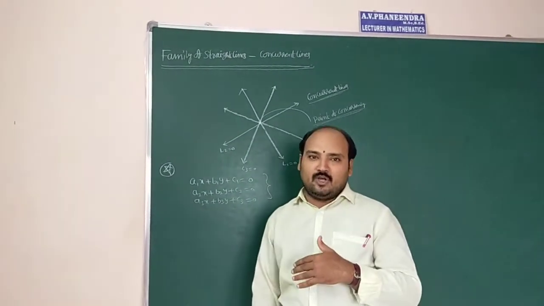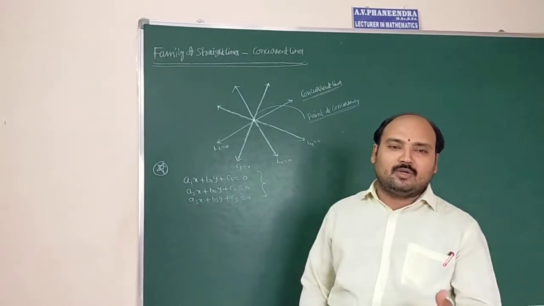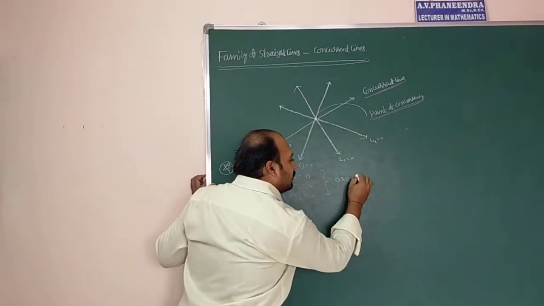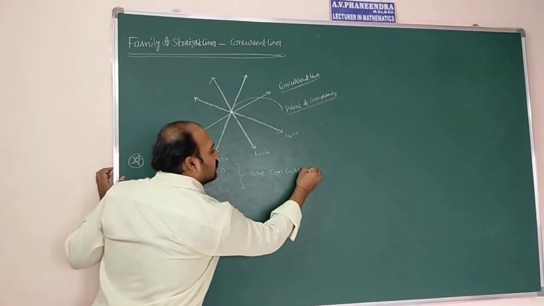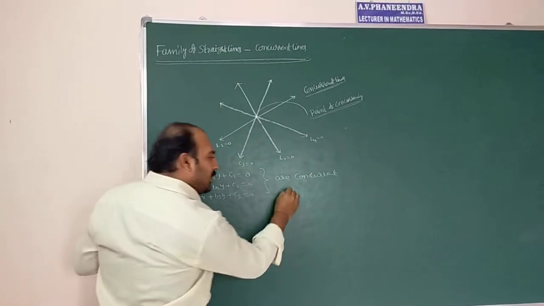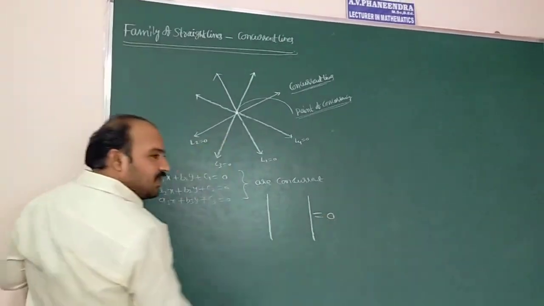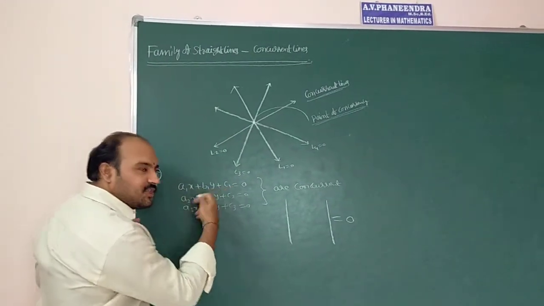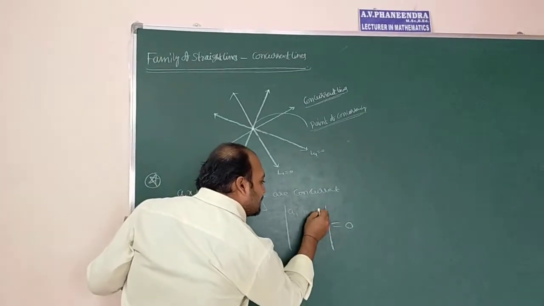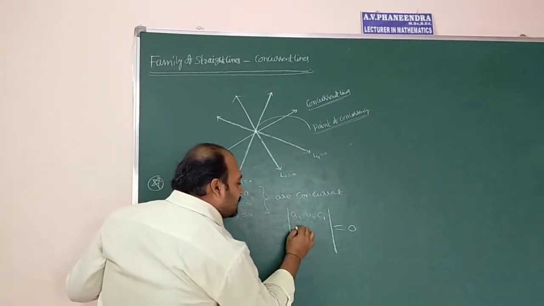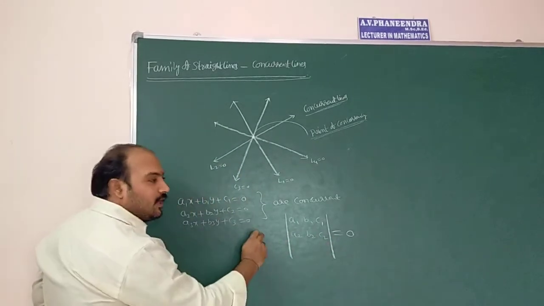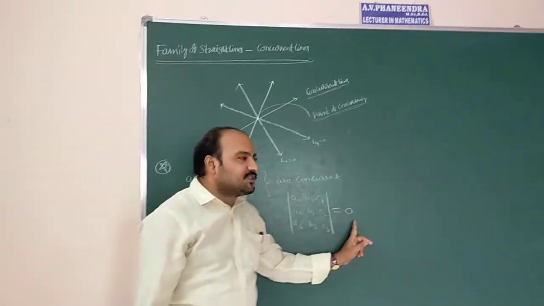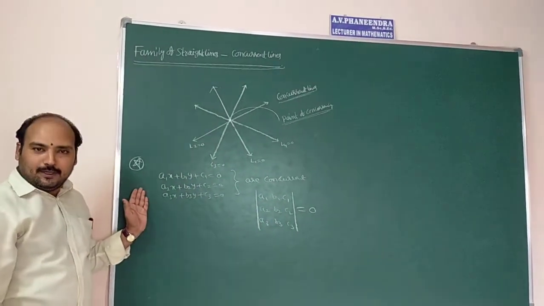What is the shortcut formula? It will help in MCET exam or JEE exam like this. Shortcut formula. If these three lines are concurrent, then the determinant of the 3 by 3 matrix formed with these three lines, with X coefficient, Y coefficient, constant, you write in the first row A1, B1, C1. Second line containing elements A2, B2, C2. Third line containing elements A3, B3, C3. If the determinant value is equal to 0, then the lines are concurrent.